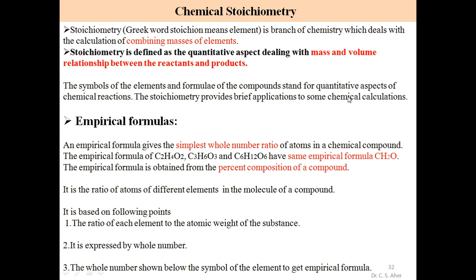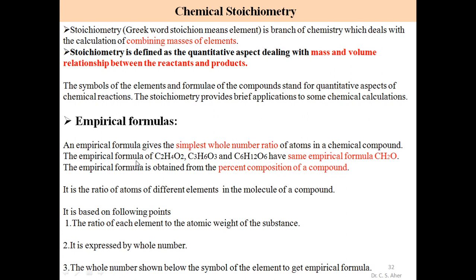So these formulas, this quantitative aspect, gives more information about chemical reactions: how to start the chemical reaction, what amount of product will be formed. All this information comes from stoichiometry. In this case we consider the first concept, that is empirical formula. So what is empirical formula? This formula gives the simplest whole number ratio of atoms in a chemical compound.